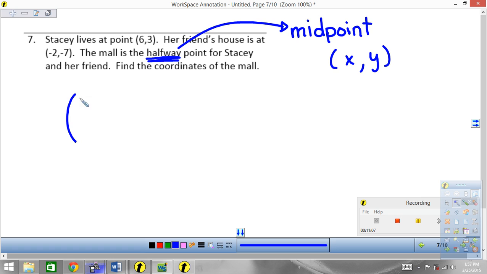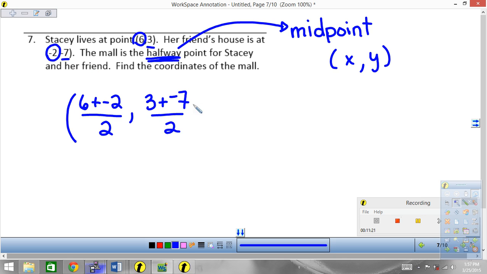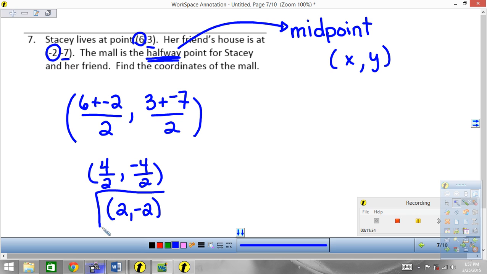So to find the midpoint, we add the x's. So I'm just looking at the x values of the 2 points. 6 plus negative 2, divide by 2. Then you just look at your y values and you add them. 3 plus negative 7, divided by 2. We will get on top 4 divided by 2, and negative 4 divided by 2, which gives us 2, negative 2. So the halfway point, or the midpoint, is at 2, negative 2.